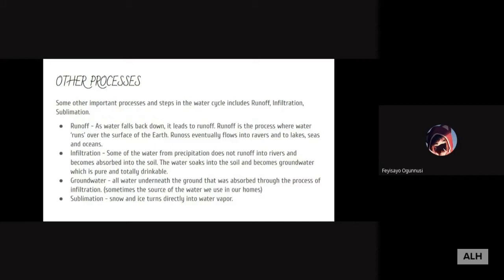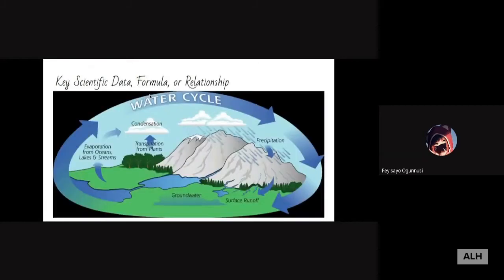And sublimation is one of those processes, when solid water, which is like ice, turns directly into gas, without the liquid phase. This is an image of the water cycle. It's shown here that evaporation is the first step, and then condensation and precipitation, transpiration, runoff, and groundwater.